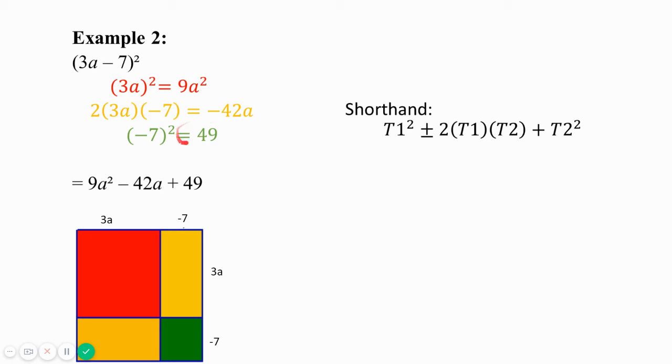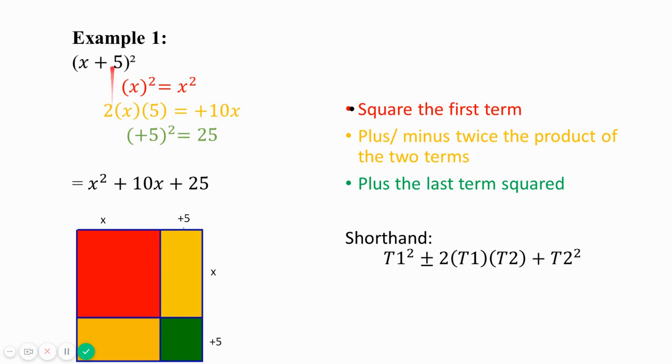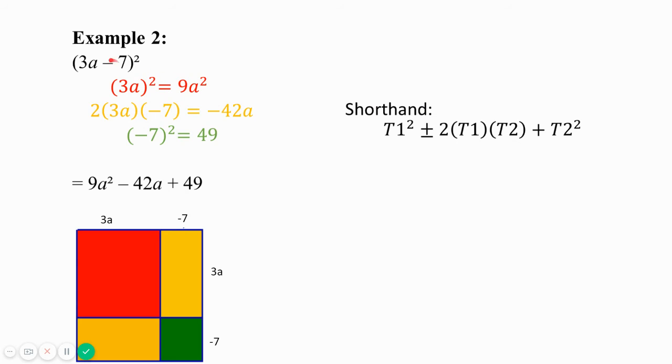So the last one is always positive, plus the last term squared. Because here, it can be plus or minus. In this case, they're positive, so 5x times 2 is 10x, positive. Here, it's negative. So if that sign's negative, watch what happened. Negative 7 times 3 is negative 21a. Double that, twice it, is negative 42a.